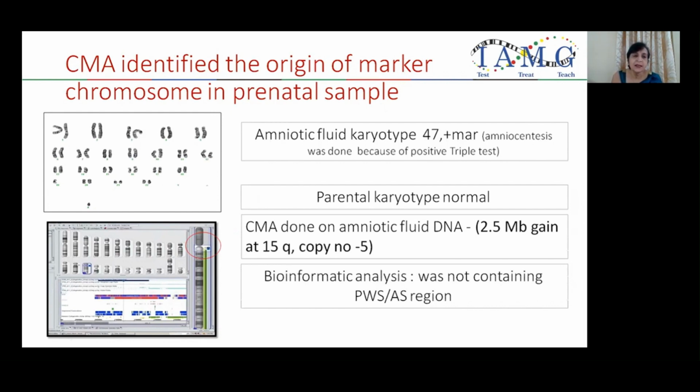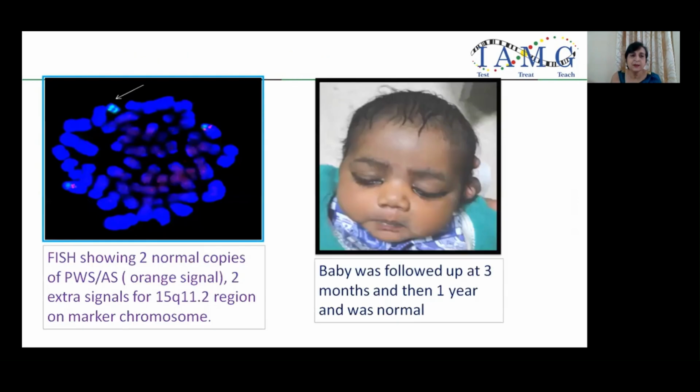Now the question is that because there is a very close region which has the Prader-Willi-Angelman syndrome region, we did FISH for the Prader-Willi-Angelman syndrome region for this particular patient, and we see that only centromeric signals are there on the marker chromosome, and there are only 2 copies of the Prader-Willi-Angelman region shown by pink colored signals, and there is no deletion or duplication of this region, indicating that the child is likely to have a normal phenotype without any abnormalities, because there are hardly any important genes in the duplicated marker chromosome. So the baby was normal at 3 months and 1 year of age.